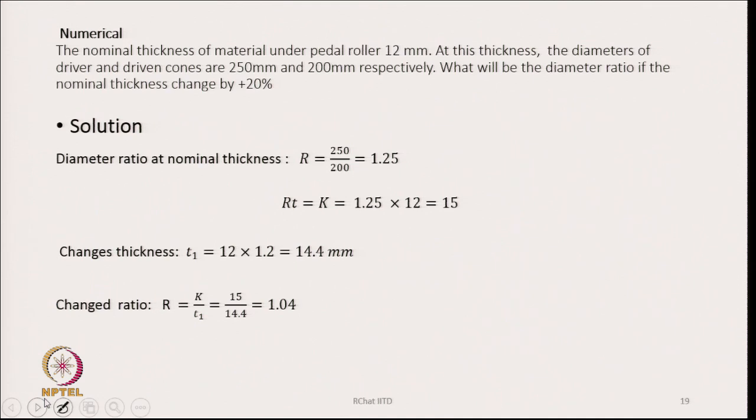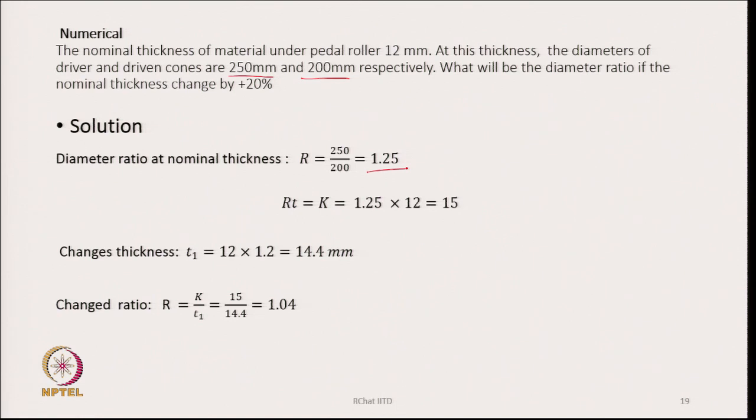Now, let us solve a numerical based on this. The nominal thickness of material under the pedal rollers is 12 millimeter. At this thickness, the diameters of the driver and the driven cone drums are 250 and 200 millimeter respectively. What will be the diameter ratio if the nominal thickness changes by plus minus 20%? So, the existing diameter ratio is 250 by 200, that is 1.25.